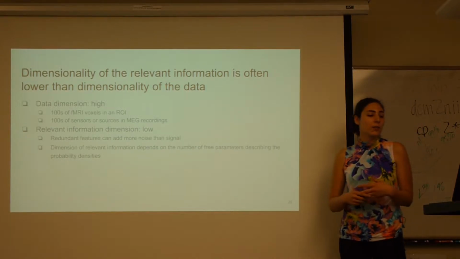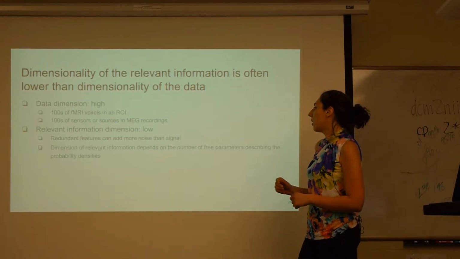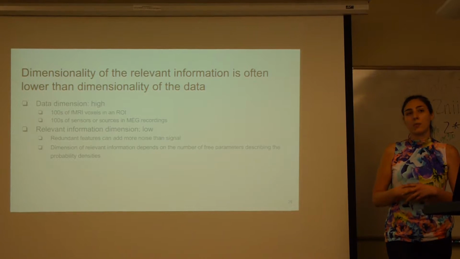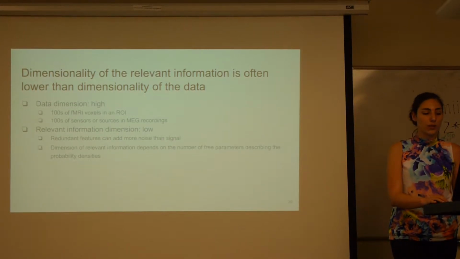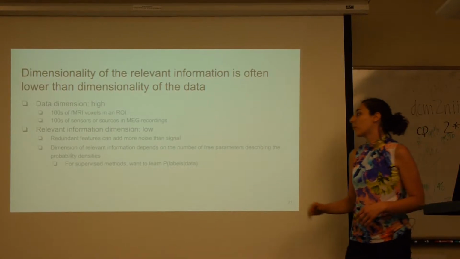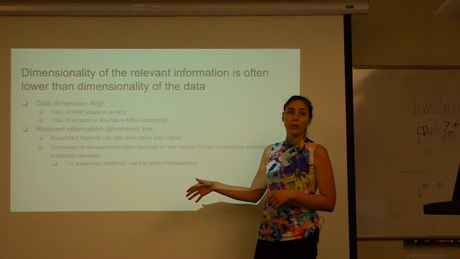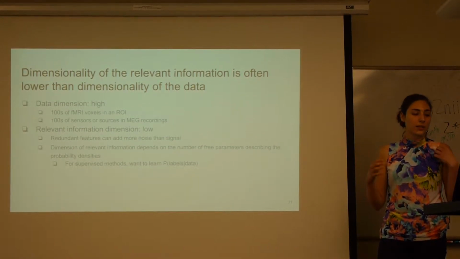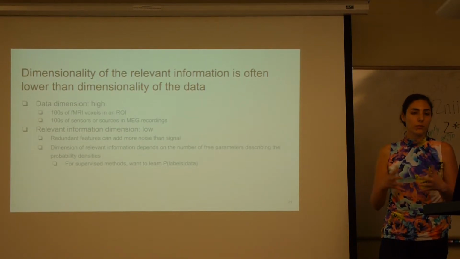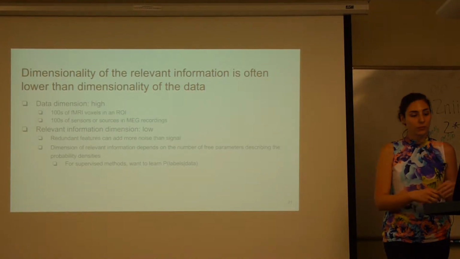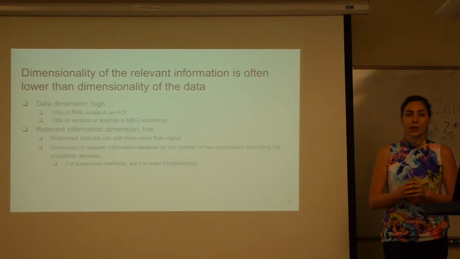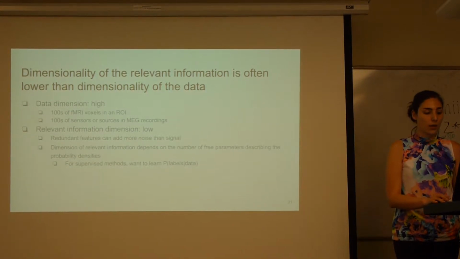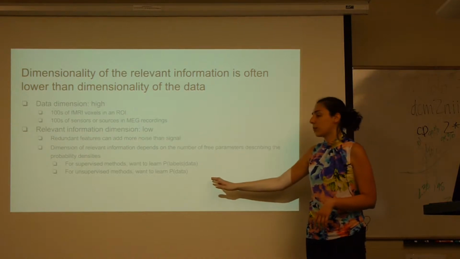And this dimensionality of the relevant information really depends on the parameters that describe the probability density we're trying to estimate. So for supervised methods, if you remember, we're trying to estimate the probability of the labels given the data. So let's say we're assuming that the labels given the data follows some kind of Gaussian distribution. So we're trying to estimate the mean and the covariance. So these two parameters are the relevant information. And for unsupervised methods, we're just trying to estimate the probability of the data.